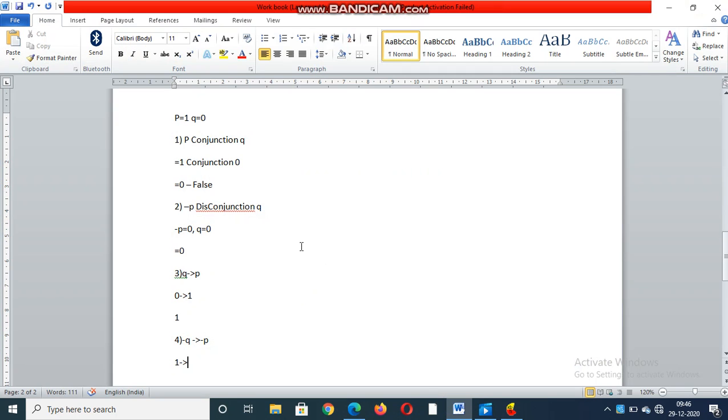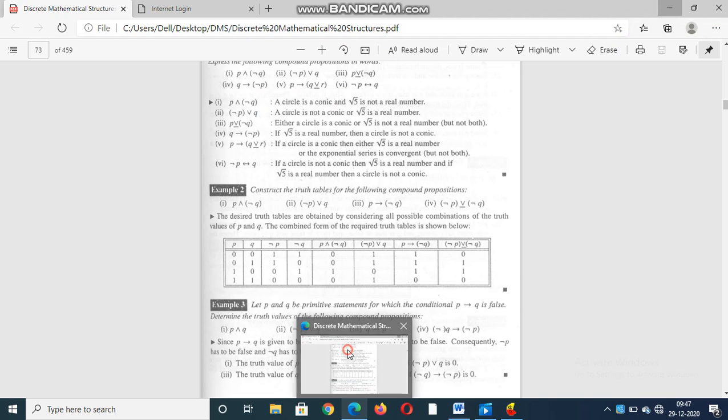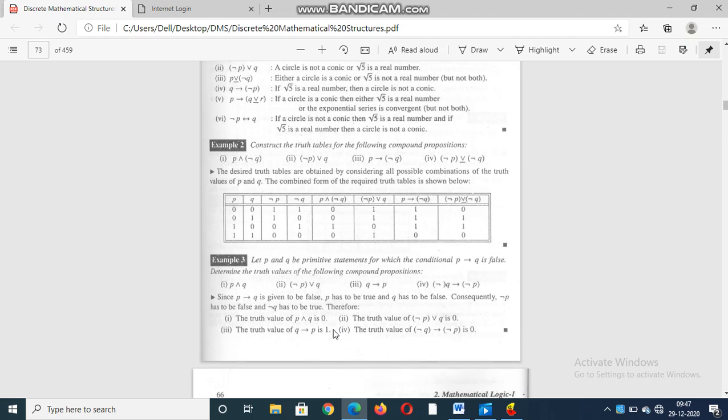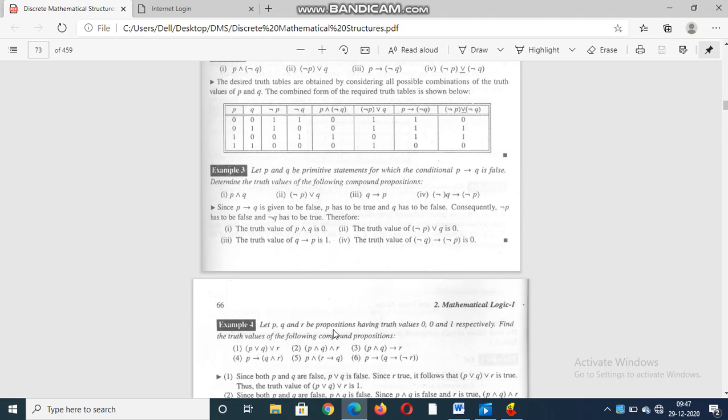So P value is already 1. So instead of that 1, we have to take 0. So 1 implies 0. Always the output is 0. So we solve these 4 proposition statement questions. Correct, right? Next we are moving for this one.